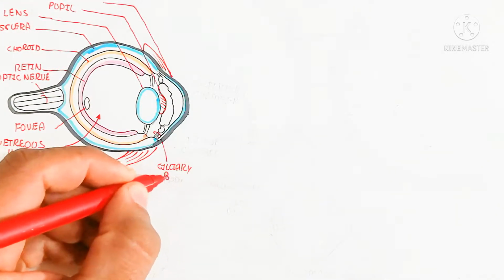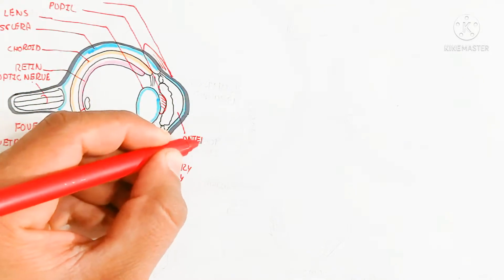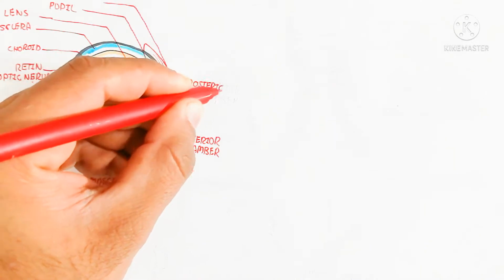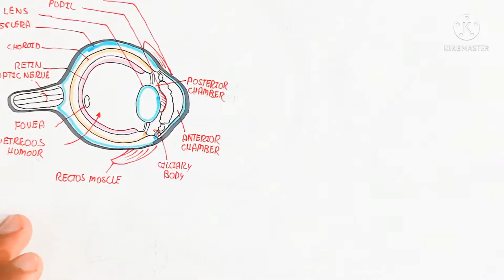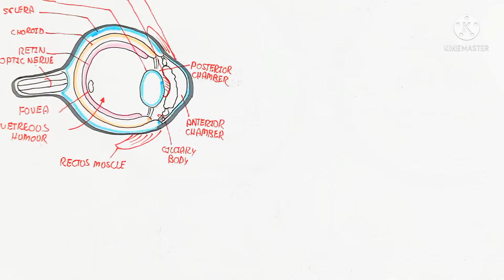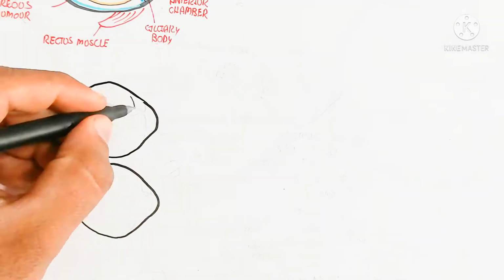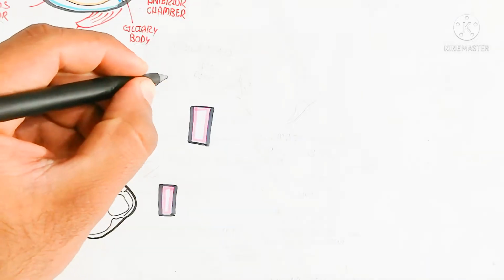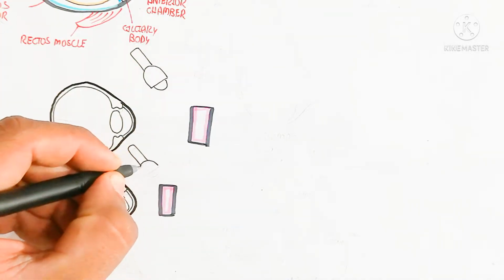So here you can see the iris, and here are the anterior chamber and posterior chamber, which are the chambers of the eye. The rectus muscle is used to move the eye right and left.